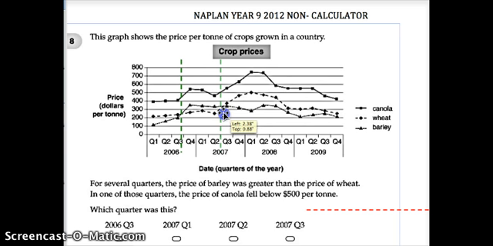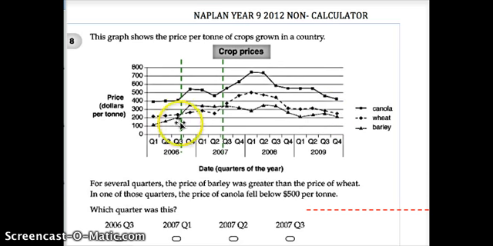I'm going to put this other green line here to show also from here down. So between these two lines is where the price of the barley is greater than the price of the wheat, because we can see that the barley line is lying above the wheat line. Okay, so here barley is below, then it comes on top here, and then back down here barley with the triangles is below again. So we've marked that on the graph.